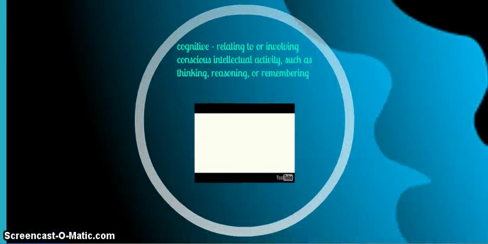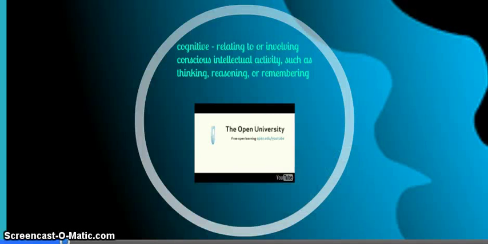Our next word is cognitive, relating to or involving conscious intellectual activity, such as thinking, reasoning, or remembering. Cognitive is an adjective, and you'll note the only root here is the cogni nous root. And let's take a look at something that tells us a little bit more about this word cognitive.